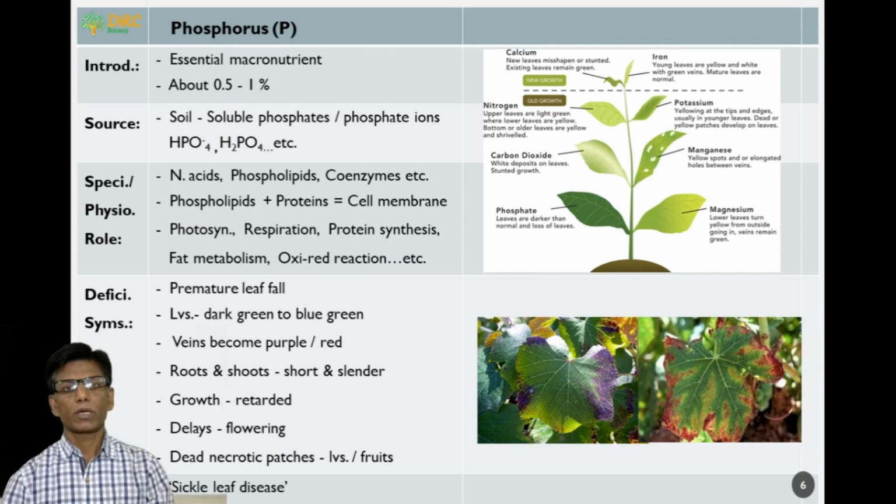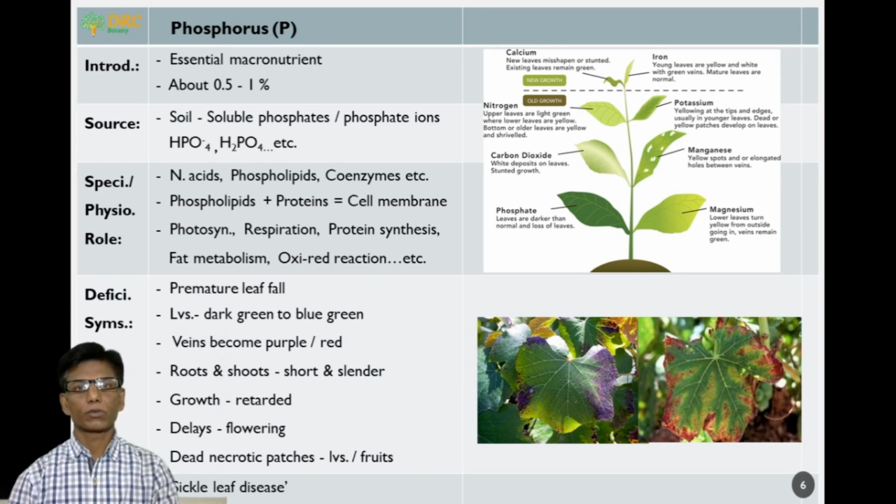Phosphorus is an important component of nucleic acids, phospholipids, coenzymes, etc. Then the phospholipids along with the proteins are the components of the cell membrane. It also plays a very important role in various processes like photosynthesis, respiration, protein synthesis, fat metabolism, oxidation reduction reactions, etc. These are some functions of phosphorus. Afterward, we will see the deficiency symptoms of phosphorus.